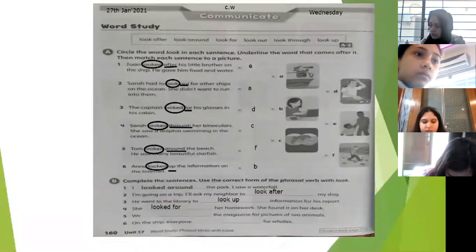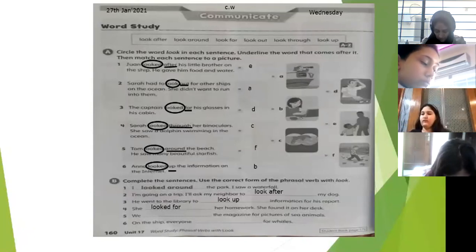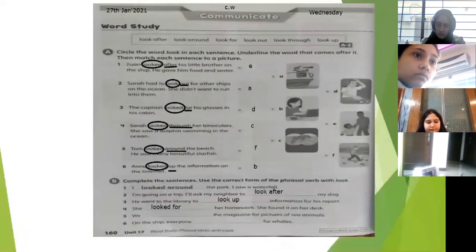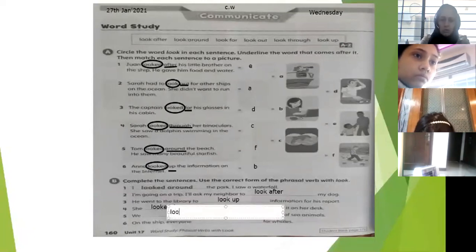Okay. So look out and look through. If you look at these words, look out means when you pay attention to someone or something, and look through means to read something very quickly. So of course, we look through the magazine for pictures of sea animals. Okay. Look through.